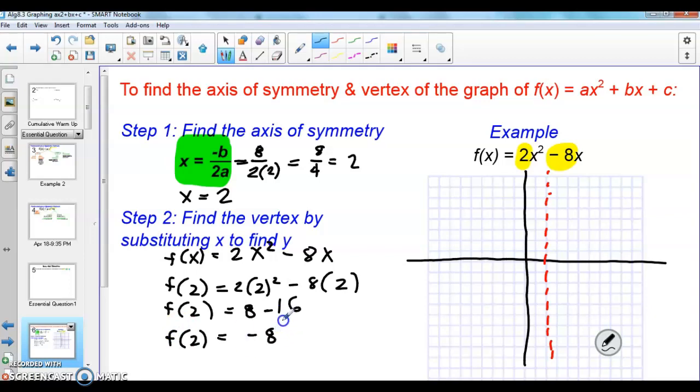So that means along your axis of symmetry, the vertex is given by x equals 2. That's for the axis of symmetry that we get from step 1. And then the y coordinate is -8. So let me plot the point. It's going to be 1, 2, 3, 4, 5, 6, 7, 8. So the vertex must be somewhere here. So that's the vertex (2, -8).